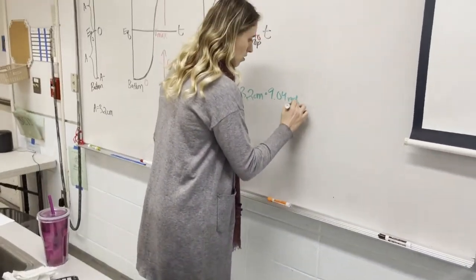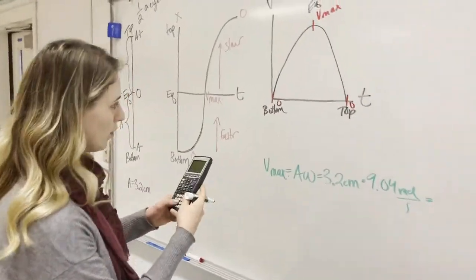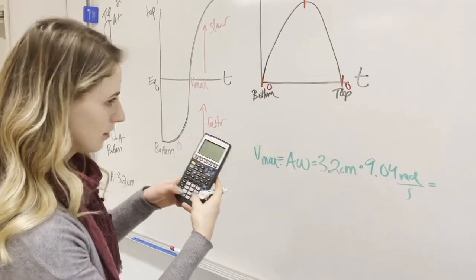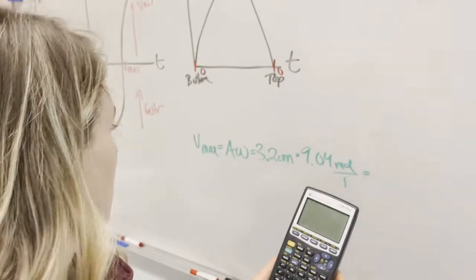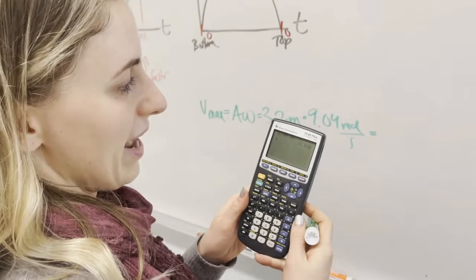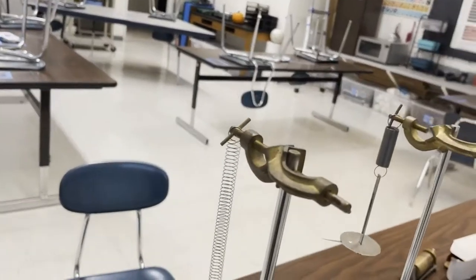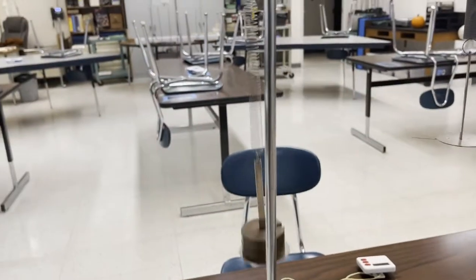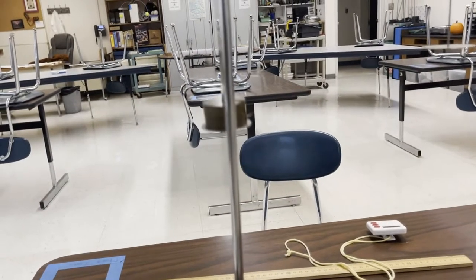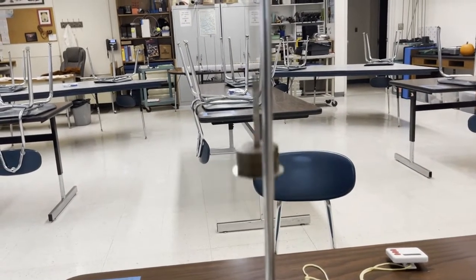So this will give us a velocity in centimeters per second, which is fine. That's still a velocity. Okay, we got 3.2 times 9.04, and I get we'll call it 28.9 centimeters per second is the maximum velocity in the center. And going up, it speeds up to that maximum velocity. Once it passes equilibrium, it slows down to 0 again.